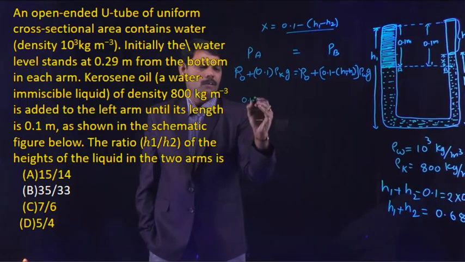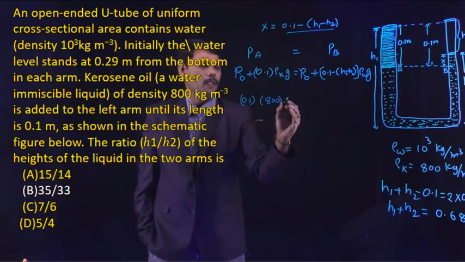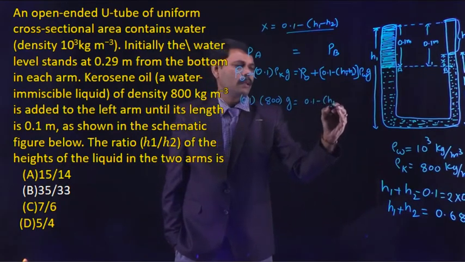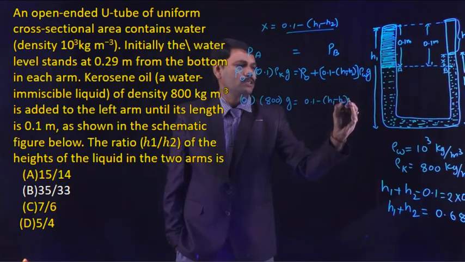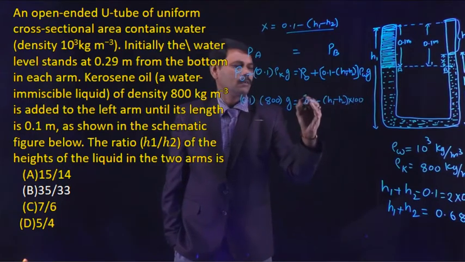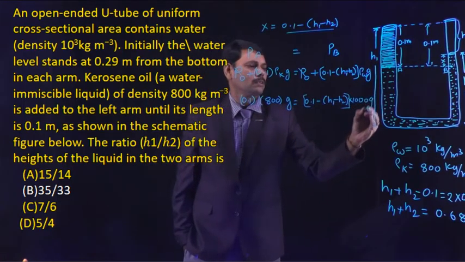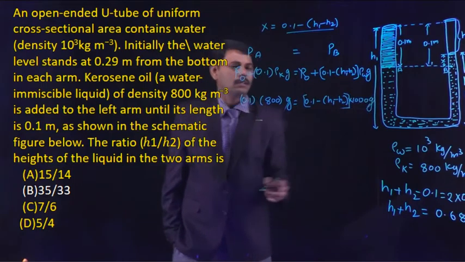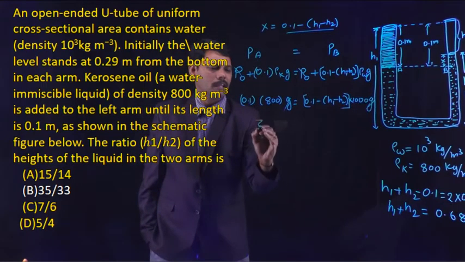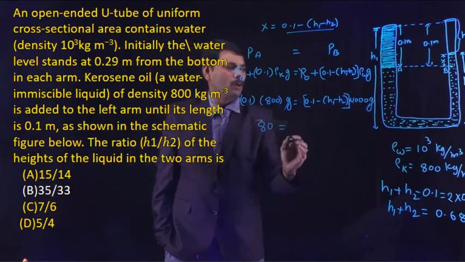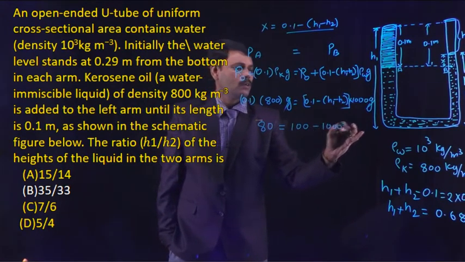Substitute the respective values. Therefore, 0.1 into density of kerosene, which is 800, into g, equals 0.1 minus (H1 minus H2), and density of water is 1000, into g. On both sides we cancel g. And 0.1 into 800, this is 80, is equal to, open the bracket, 0.1 into 1000, that is 100, minus 1000 into (H1 minus H2).